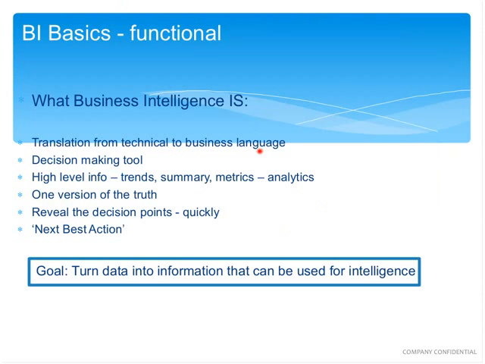to users. Business intelligence is a decision-making tool, so the goal is turning data into information that can be used for intelligence. You should be able to use this tool for quickly answering, what are my top 5 customers, what am I most performing or least performing, what are my top salespeople, and so on. The goal of BI, used the proper way, is to start at a high-level set of information, try to figure out trends, summaries, metrics, and then use that high-level information to reveal decision points quickly and figure out what your next best action is.